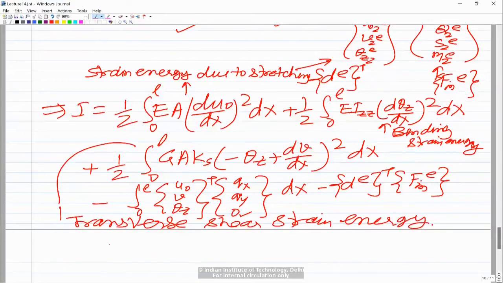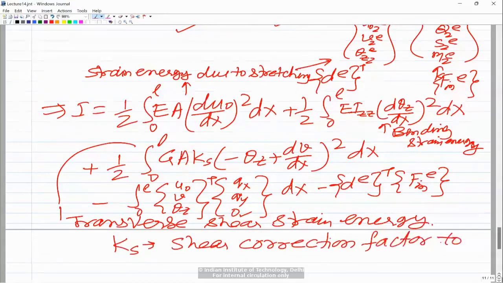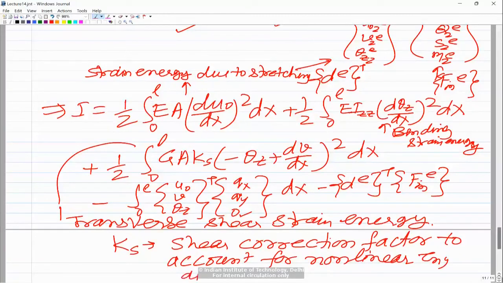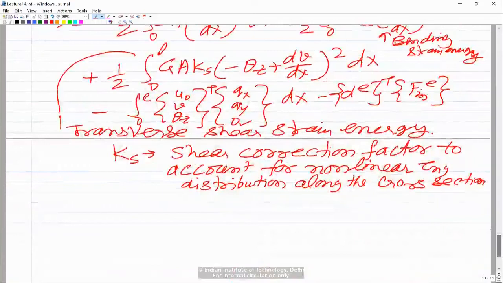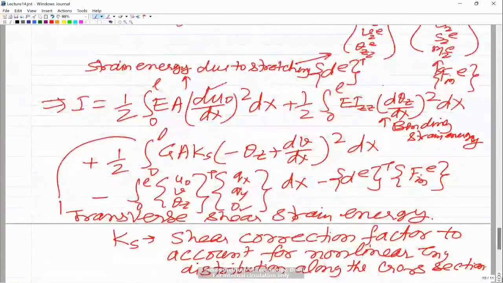And I had also said that this ks is the shear correction factor, the shear correction for rectangular cross section. This is actually the 5 by 6 shear correction factor, to account for the non-linear tau xy distribution along the cross section, which is parabolic for a rectangular section. So now what you can do is let me combine these terms together, and this I am keeping separately. Usually we keep that separately because of certain other reasons.